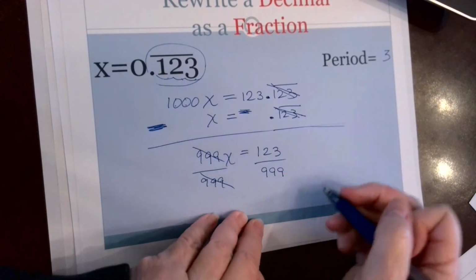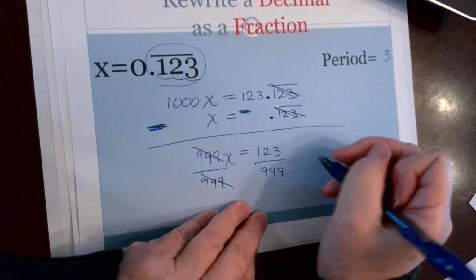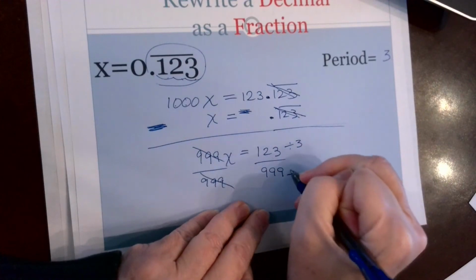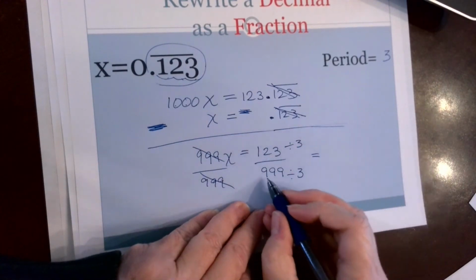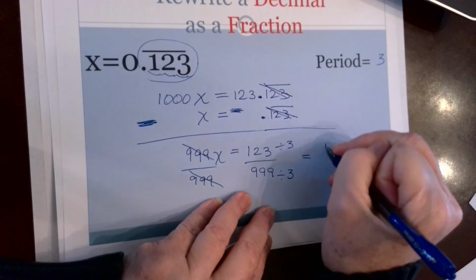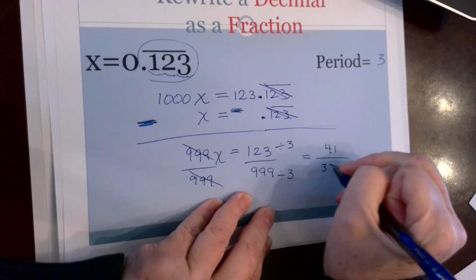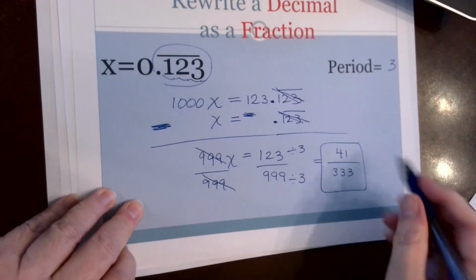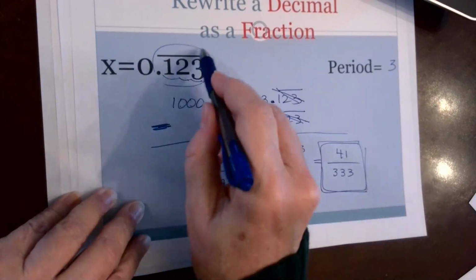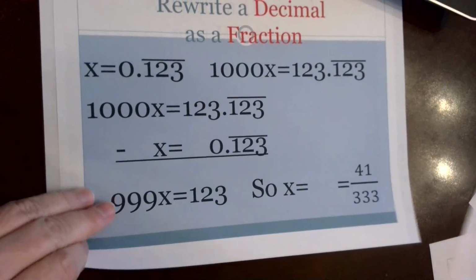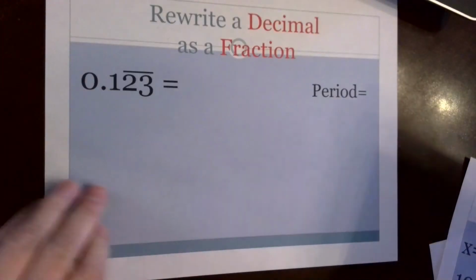There's your fraction. You can reduce it if you want. I know the top will divide by 3 because 1 plus 2 plus 3 is 6. I know the bottom will divide by 3 because 9 plus 9 plus 9 is 27, and that's divisible by 3. So the top and the bottom are divided by 3, and there's your reduced fraction. This fraction is the same as 0.123123123123, and so on. That's all the work I just did on the last page.